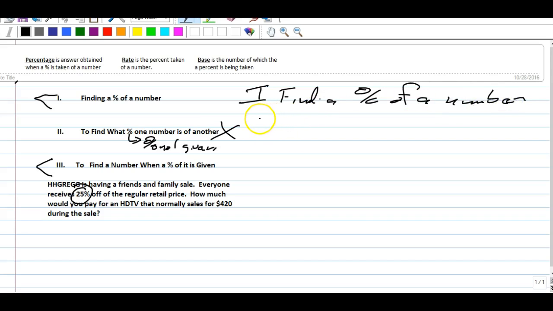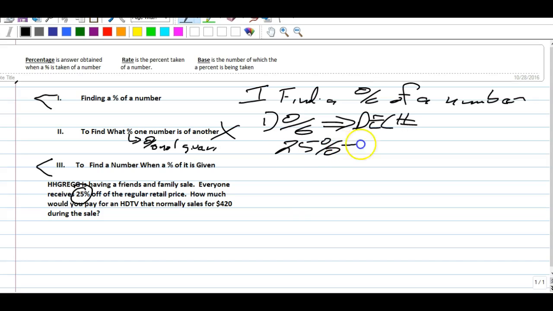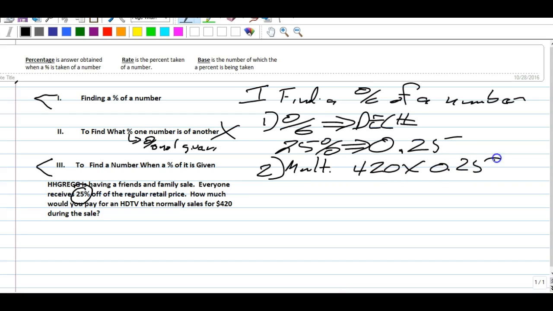So to find a percent of a number, you take the percent and you express it as a decimal number. So my percent is 25%, and expressed as a decimal number, that would be 0.25. Drop the percent, move the decimal 2 places to the left. And then we multiply. So I multiply 420 times 0.25.